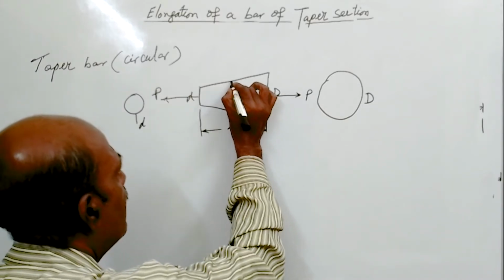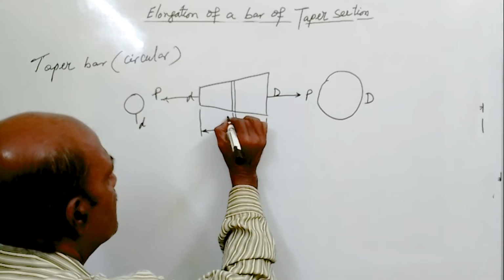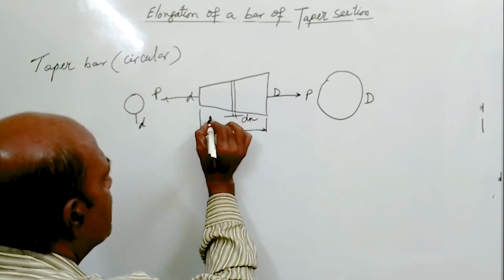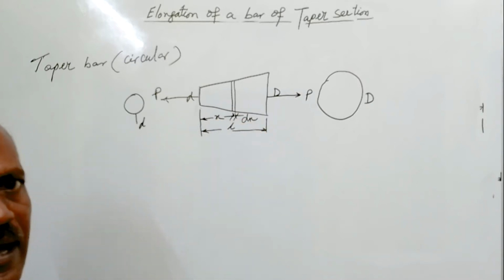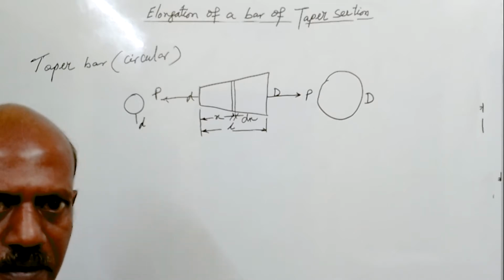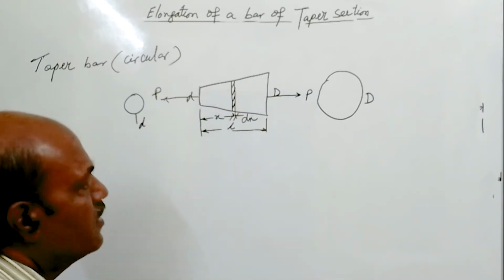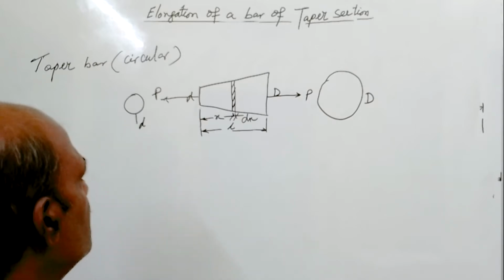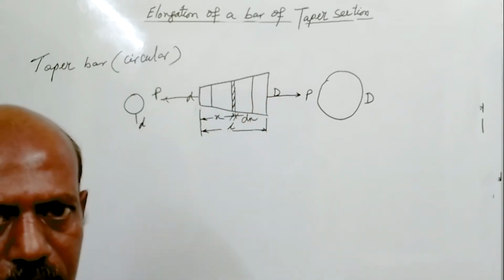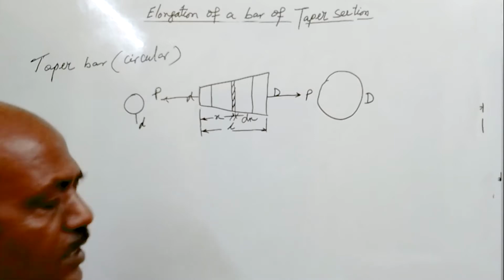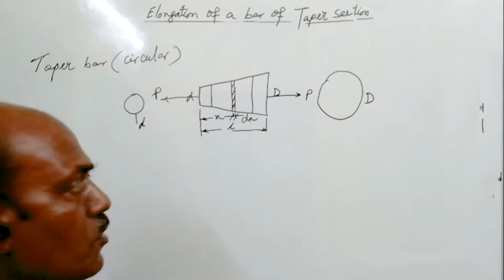Now consider a small elemental area of dx thickness at a distance x from the left end or smaller end. So we have considered an element of dx thickness or dx length. If we consider another element here or here, we see that the diameters of all the sections are different. Now in this condition we have to find the deformation produced in the bar.